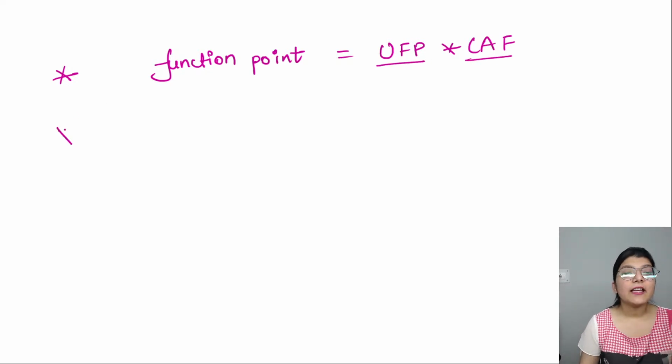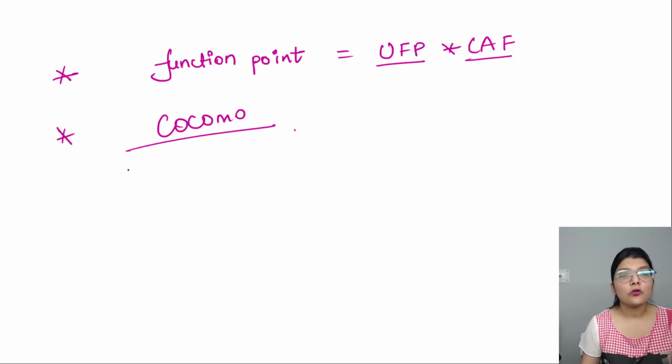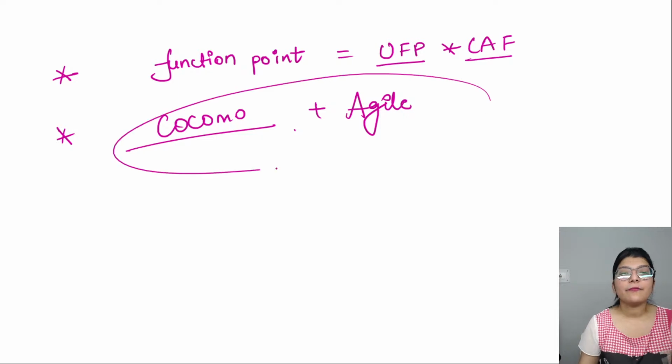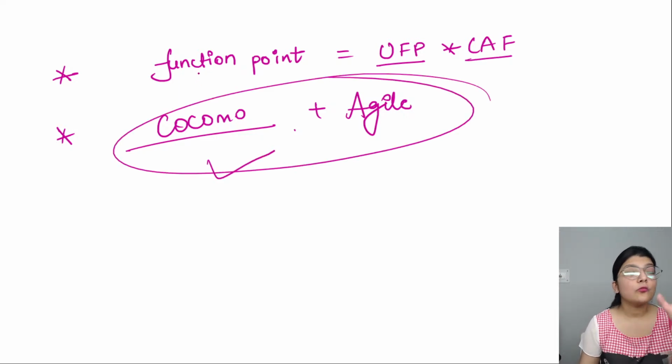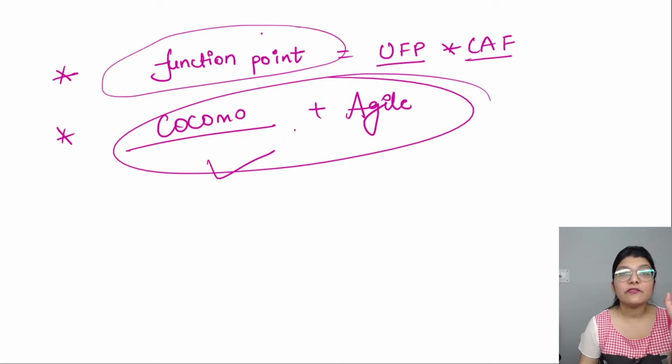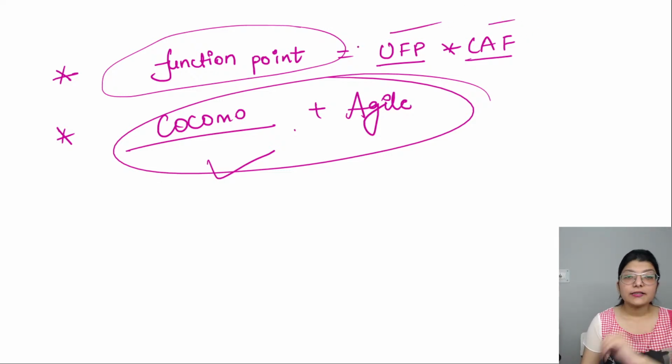Okay, then we have this COCOMO model. So COCOMO model is easy, we'll do it tomorrow, and plus agile. Okay, so these two methods are there which we will cover tomorrow, and this function point I'll see to it when I get the time to cover it, because it will take around 30 to 45 minutes in itself because it has so much of formula.